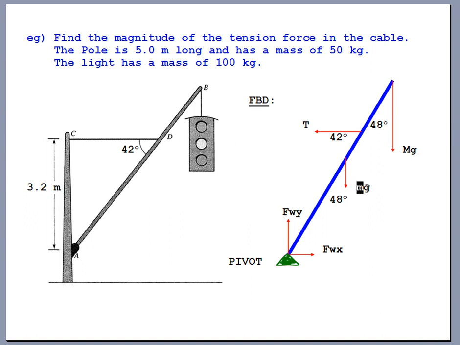This MG, it's the actual pole, which has a mass of 50 kilograms. It'll be an MG located right in the middle of the pole. It's 5 meters long, so it's 2.5 meters away from the pivot. That's nice. That's easy. The other MG is the streetlight. It's at the far end of the pole, 5 meters away. But this tension, it's not totally clear how far it is from A to D in this picture.